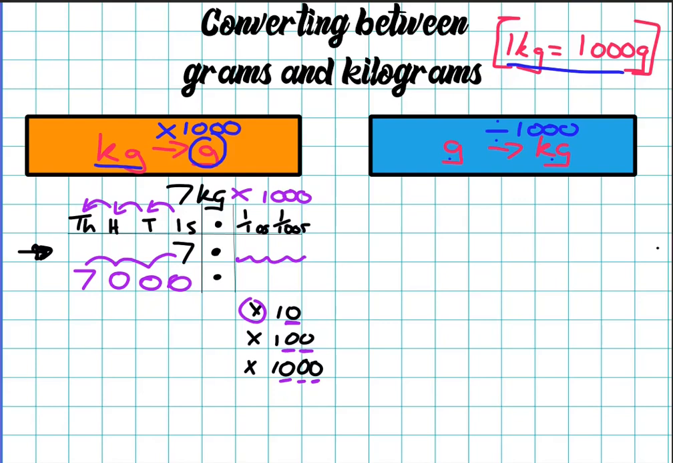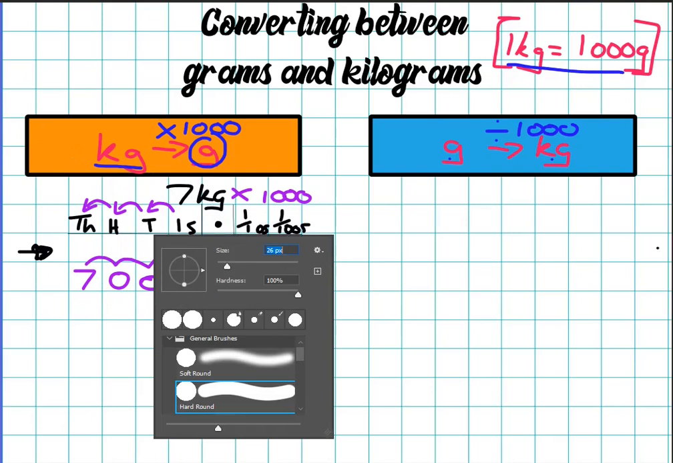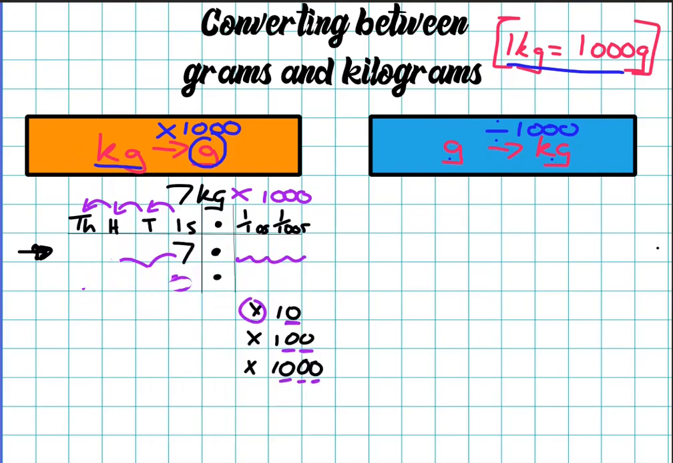Now that's an example which we could probably do mentally, thinking that 7 times 1,000 is 7,000. So that's not too tricky. However, if we were to look at another example, if we were to look at a 2-digit, for example, so let's say we were converting 15 kilograms into grams, then it becomes a slightly different scenario.